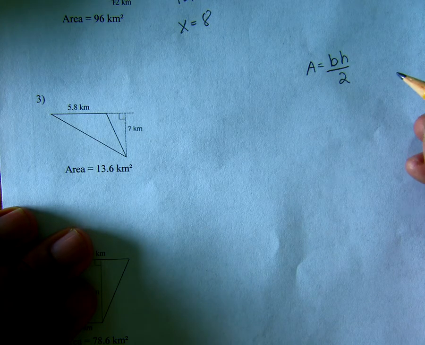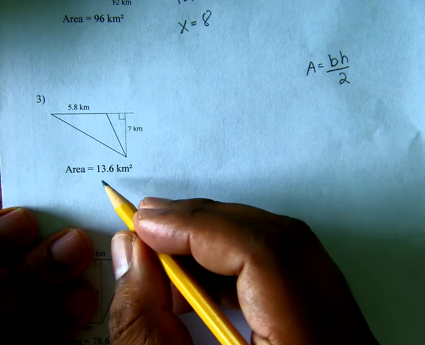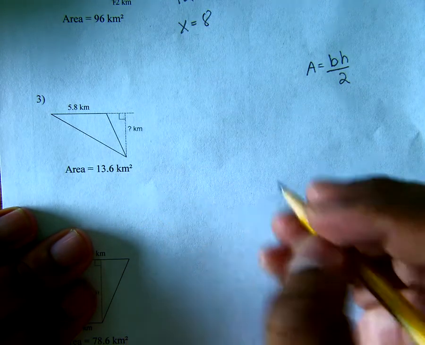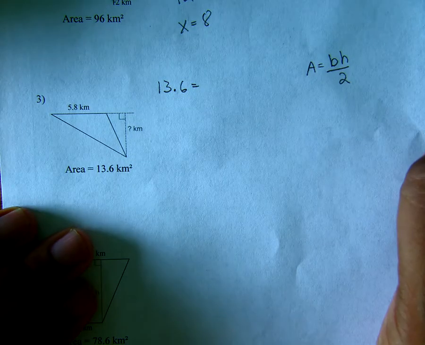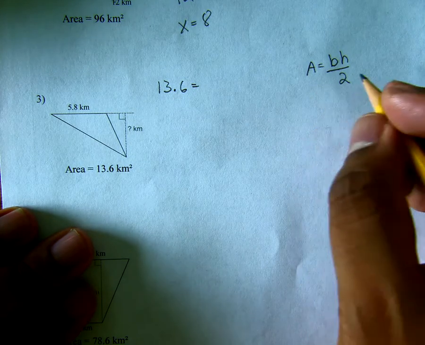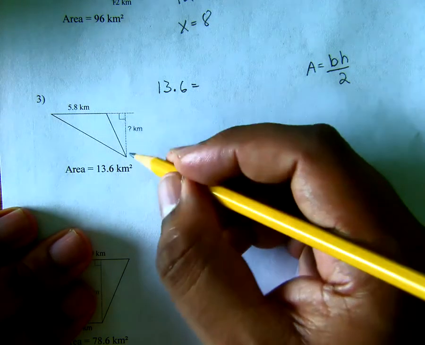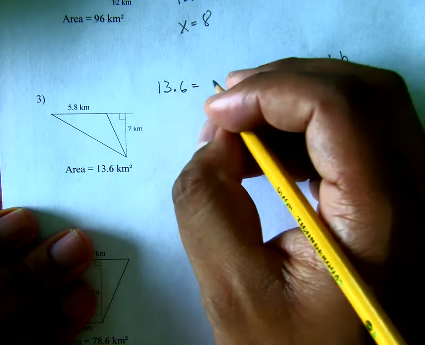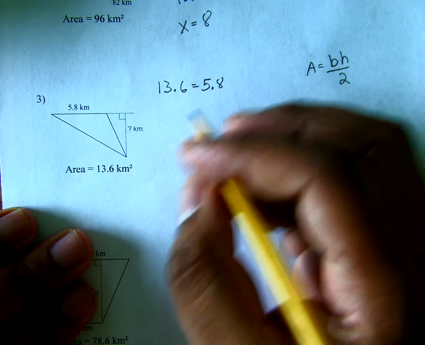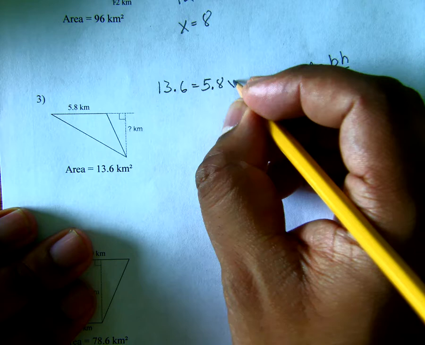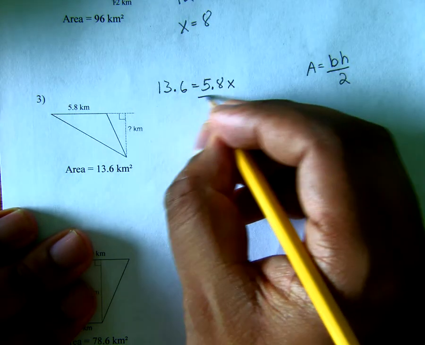Now, we're going to plug in the things that we do have. We have the area, which is 13.6. And it's equal to the base times the height divided by 2. We're looking for the height in this one, but we have the base, 5.8. And for height, I'll put x again. And the whole thing is divided by 2.